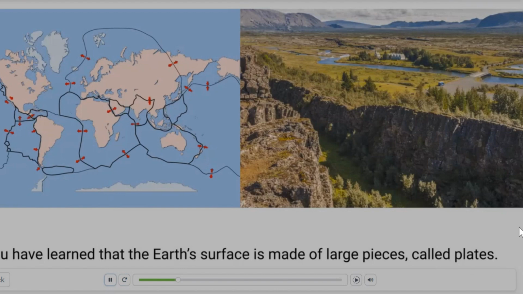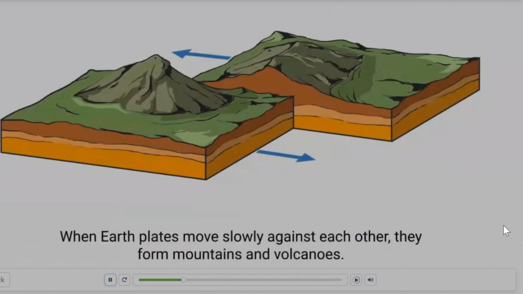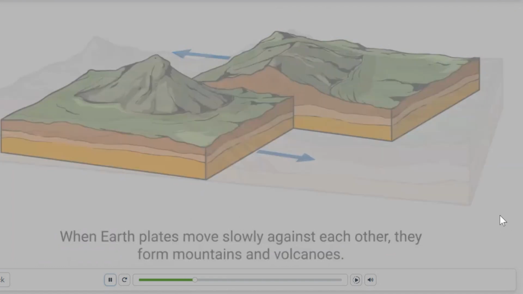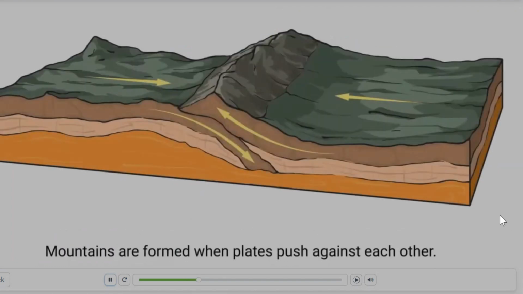These are called plates. When Earth plates move slowly against each other, they form mountains and volcanoes. Mountains are formed when plates push against each other. You see, this plate goes under, and this plate goes up, and this will make a mountain.